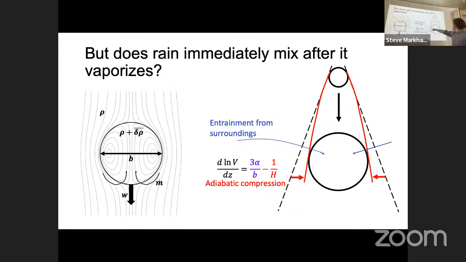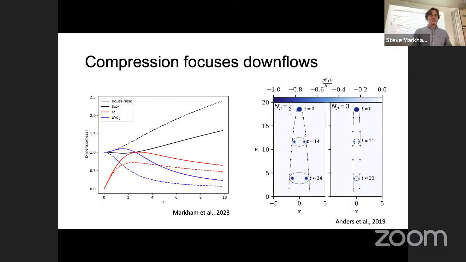So if you're looking at the volume that you expect this material to take, there are two relevant parameters. The first is the entrainment parameter, and the second is the compression that happens from the environment. And so just writing down this very simple equation, you can imagine, okay, this term's negative, this term's positive. What's going to matter is the relative magnitude of these two terms. And that indeed turns out to be the case.